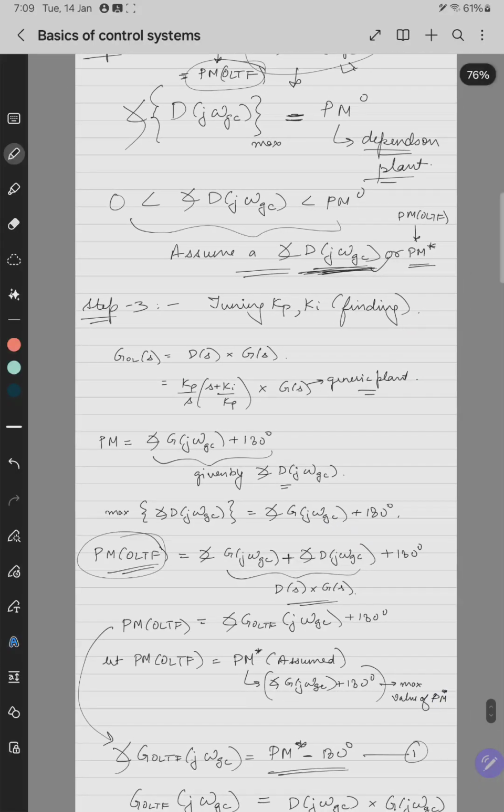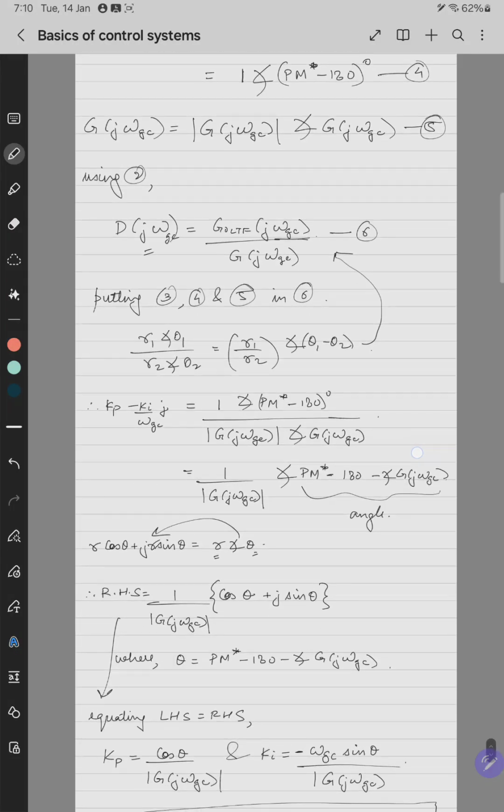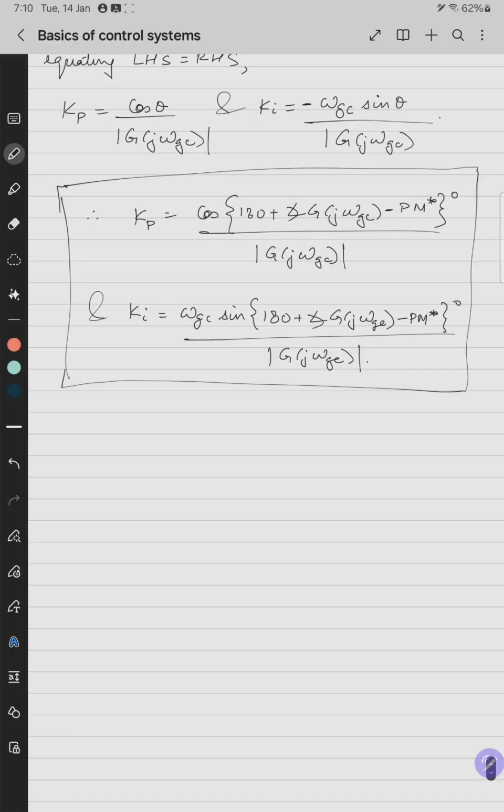Basically, the definition of phase margin and gain margin will be the same for a plant and for an open loop transfer function, that is G into D, and the same is valid for G as well. Then, using polar and rectangular coordinate transformation, we found the Kp and Ki values for a given gain crossover frequency and phase margin. The phase margin and gain crossover frequency you have to assume. This gives the Ki Kp parameters. Once you know Ki Kp, if you draw the Bode plot of the open loop transfer function, you will get exactly the gain crossover frequency at omega gc, and you will get the same phase margin as what you assumed for the OLTF.